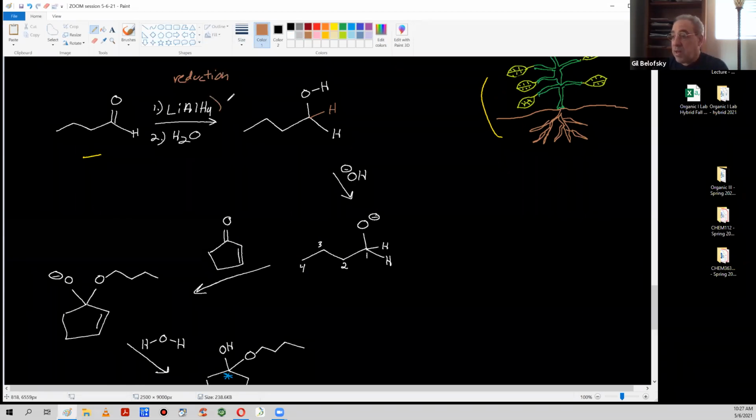The first reagent adds H- to the aldehyde, and then the second part protonates the oxygen and provides that hydrogen. So we've got our new bond from the hydride. The oxygen picks up a hydrogen from water in the second step, so step 1, step 2. And now we've got this.